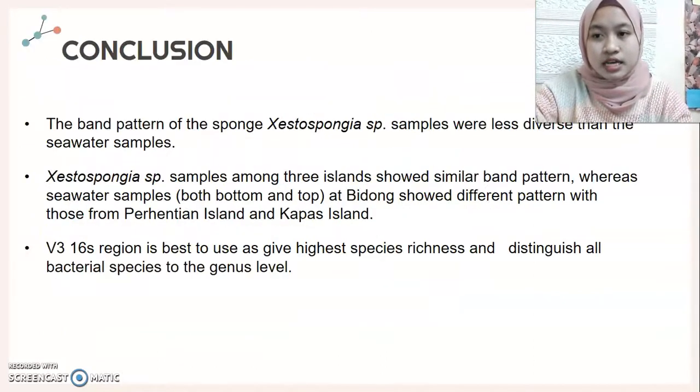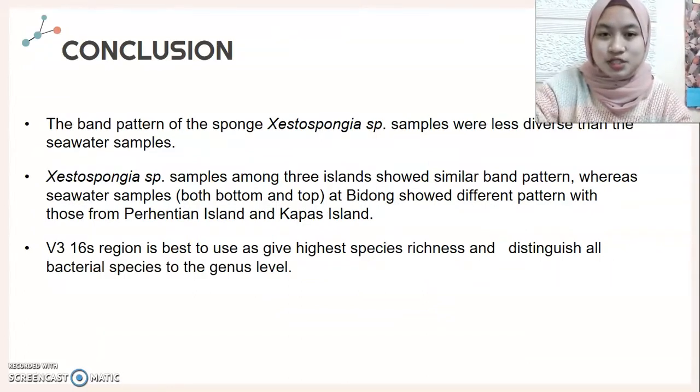So as a conclusion, the band patterns of the Xestospongia sponge samples were less diverse than the seawater samples. Xestospongia samples among the 3 islands show a similar band pattern, whereas seawater samples, both bottom and top, at Bidong show a different pattern from those of Perhentian and Kapas Island. The V3 region of 16S is the best to use as it gives the highest species richness and distinguishes all bacterial species to the genus level. That's all from me.